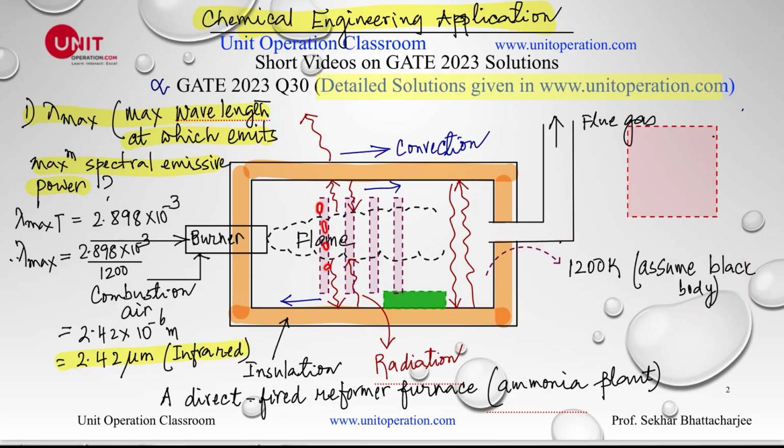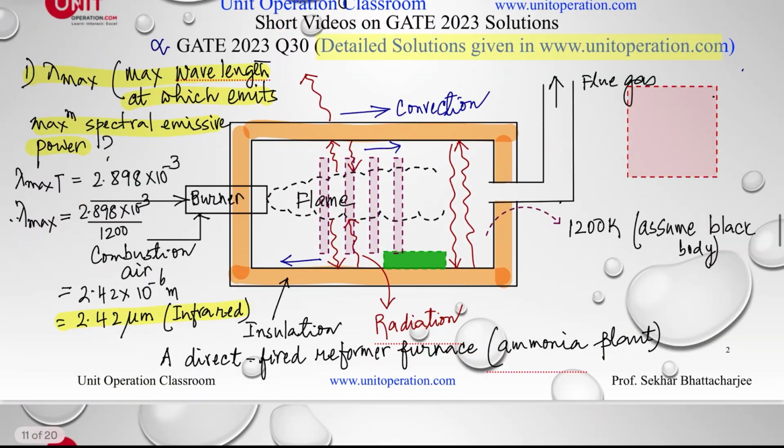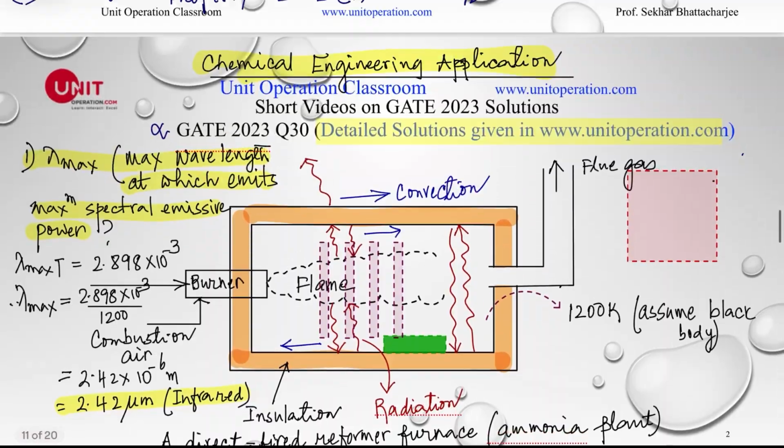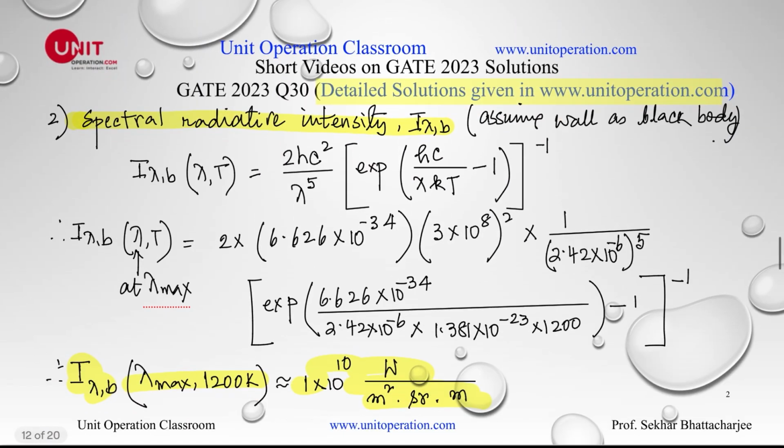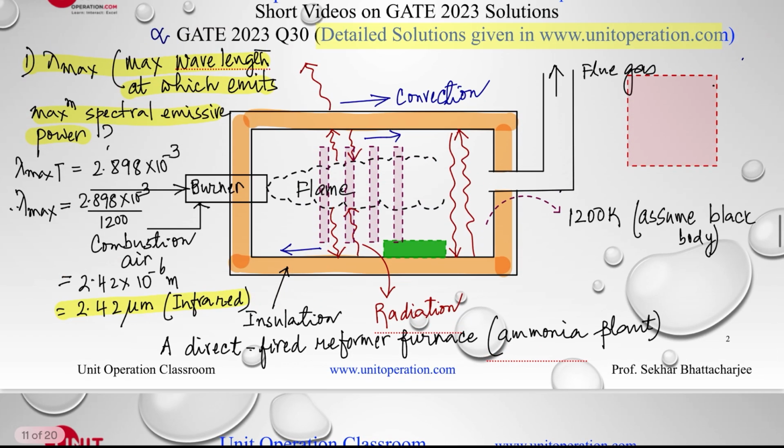The catalysts are of course there. We have discussed it, I think, in question number 29: the maximum wavelength at which the surface emits maximum spectral emissive power if the temperature is 1200 Kelvin. I think it's around 2.42 micron. So this 2.42 micron lambda max is constant at 1200 Kelvin.